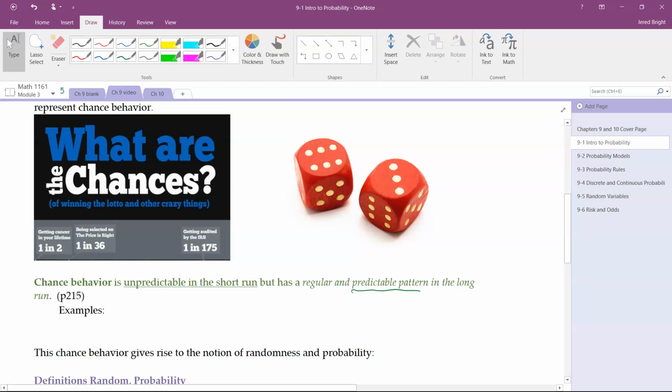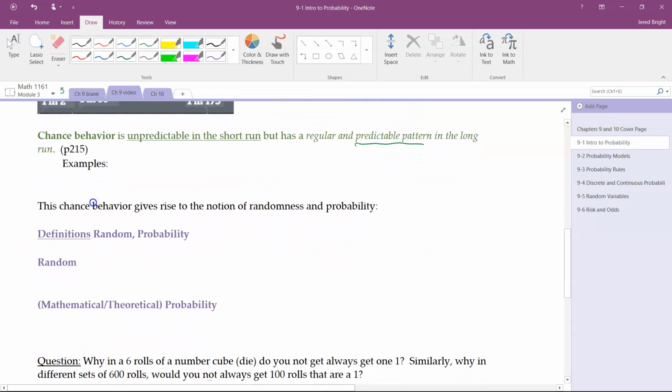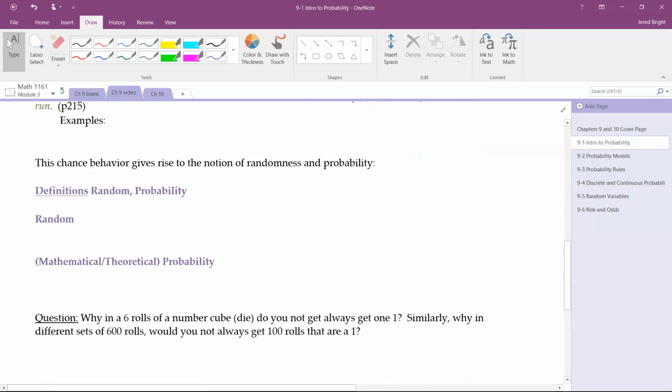Other examples are playing the lottery. If you buy a ticket, you're probably not going to win. Chances are actually extremely low. But in the long run, if you were to buy many lottery tickets, you would likely win at some point. This idea of chance behavior gives rise to what we call probability and randomness.